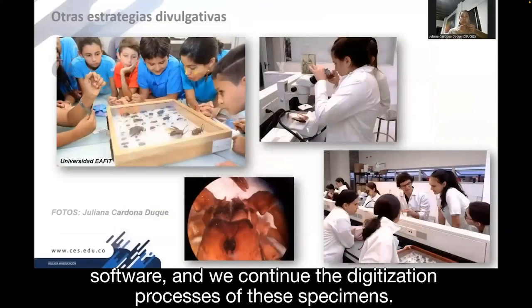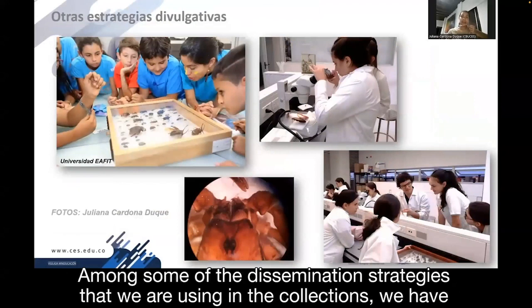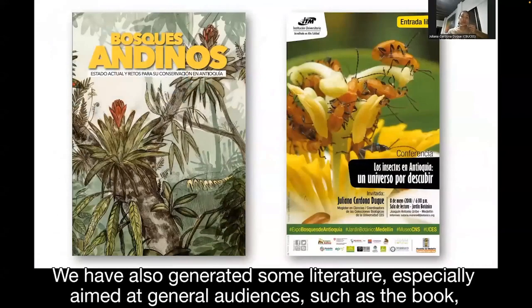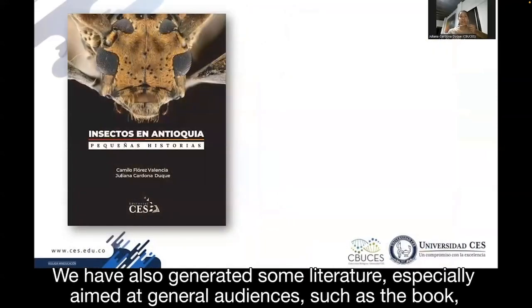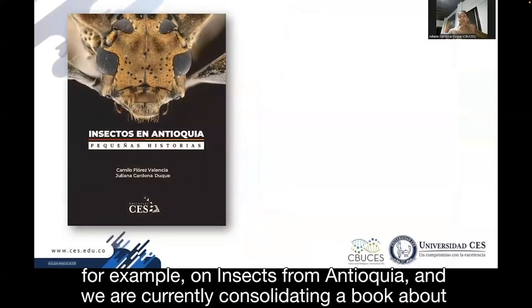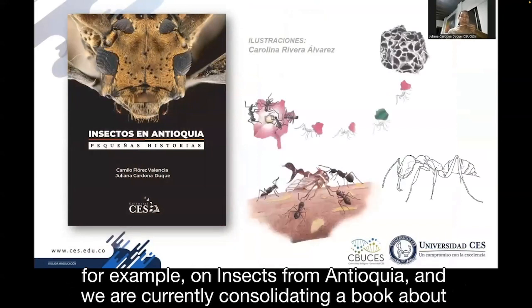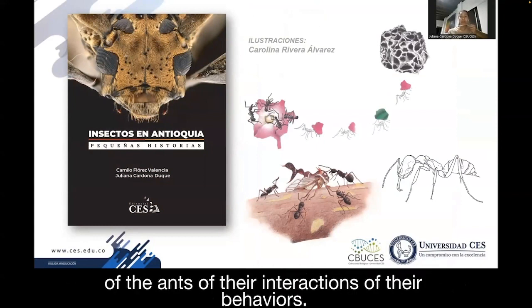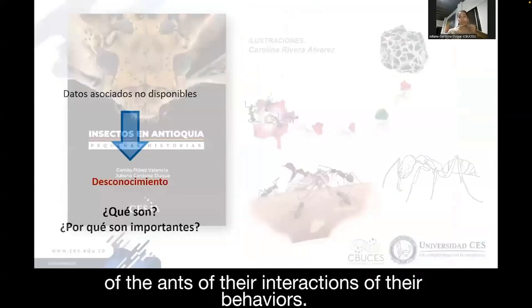digitalización de estos especímenes. Entre algunas de las estrategias divulgativas que estamos utilizando en las colecciones, tenemos talleres con niños de colegios, hemos generado también alguna literatura, sobre todo dirigida a audiencias generales, como el libro, por ejemplo, de Insectos de Antioquia, y en la actualidad estamos consolidando un libro sobre hormigas de acá de la región del país en la que estamos contando algunas de las historias asombrosas de las hormigas, de sus interacciones, de sus comportamientos.